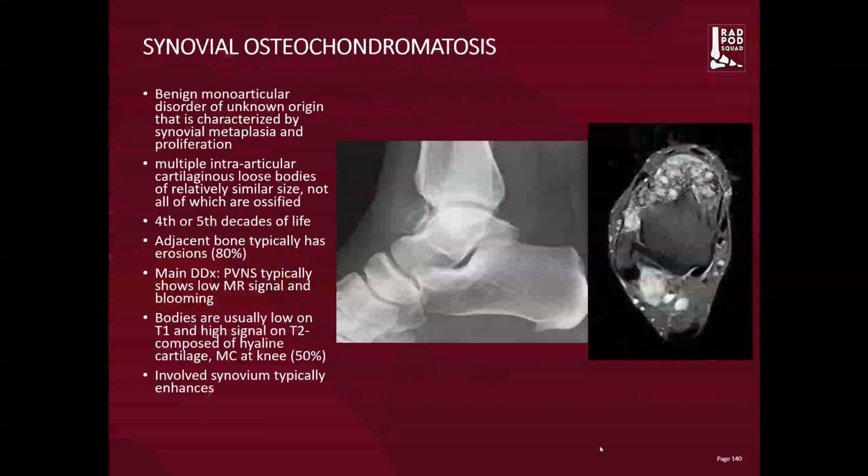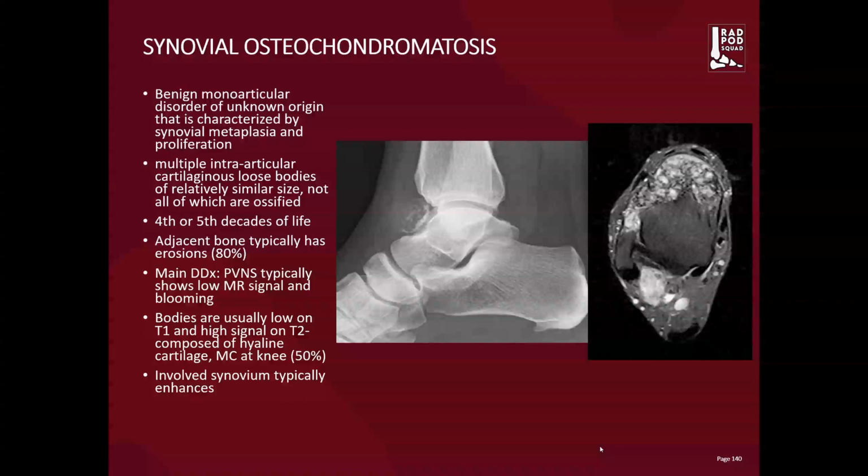Furthermore, diving deep into synovial osteochondromatosis, this is a benign monoarticular disorder of unknown origin characterized by synovial metaplasia and proliferation. Multiple intraarticular cartilaginous loose bodies, similar in size. Some, but not all, may be ossified, or all. They have a variety of presentations.